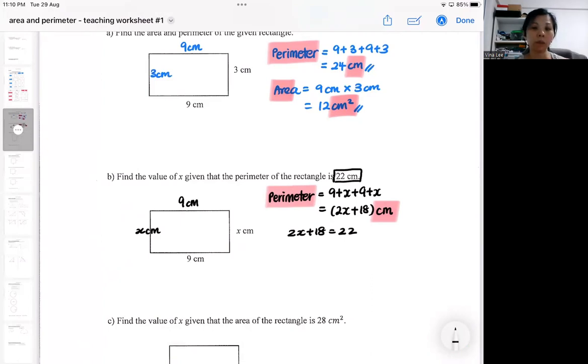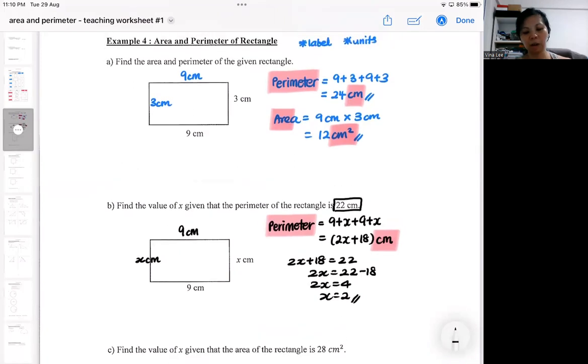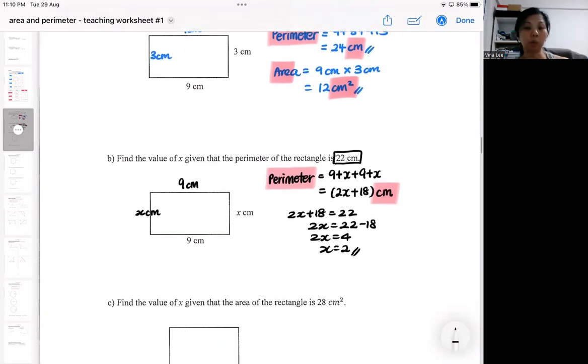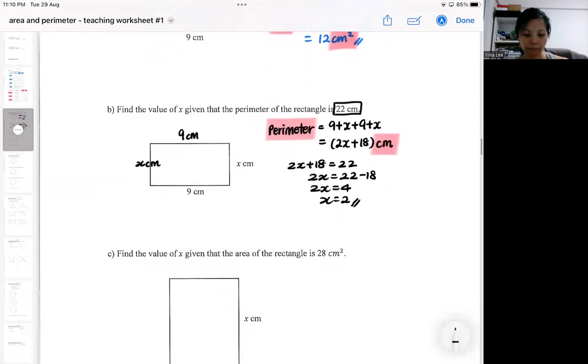So I'm still doing the label and units idea, but then I set up the equation, then you solve it like your linear equation. So you've got to solve it like your linear equation to find the x. Okay, so that's why I say it's not just getting area and perimeter. You must be able to solve for x.